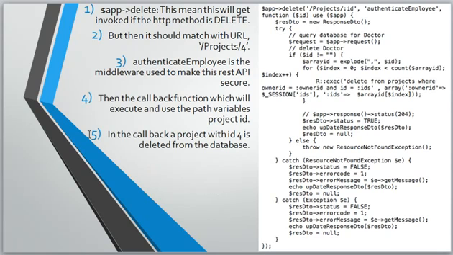1. _delete. This means this will get invoked if the HTTP method is delete. 2. But then it should match with URL/project/ID. 3. Authenticate employee is the middleware used to make this REST API secure and allow authorization. 4. Then the callback function which will execute. 5. Then the object of response DTO is created.